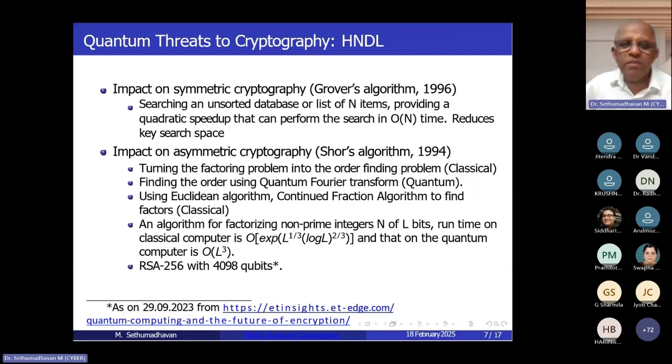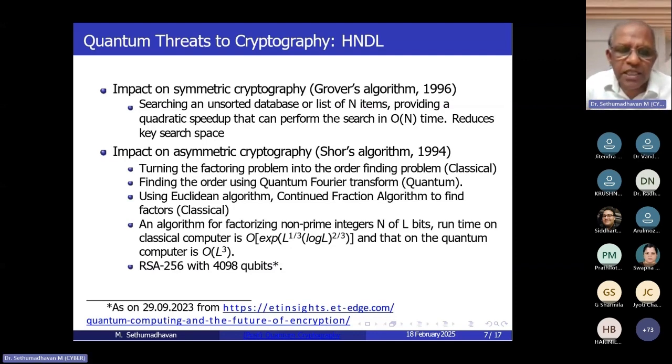That is a classical algorithm. Then it finds the order using the quantum Fourier transform. So that part is a quantum algorithm. Then using the Euclidean algorithm and the continued fraction algorithm, you can find the factors. Generally, if somebody learns how to solve the integer factorization problem, they use the continued fraction algorithm. So Shor's algorithm also uses the continued fraction algorithm and the Euclidean algorithm. So Shor's algorithm is a mix of classical as well as quantum. The quantum part is the quantum Fourier transform, the remaining is classical only.